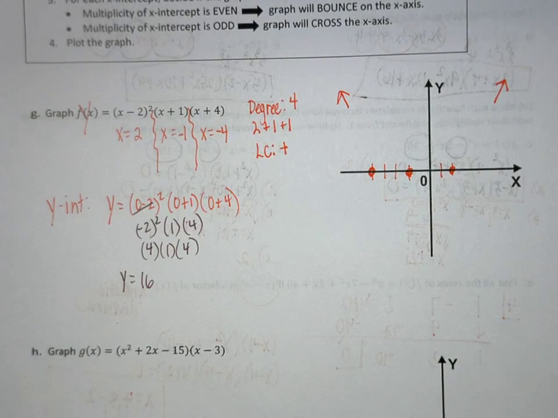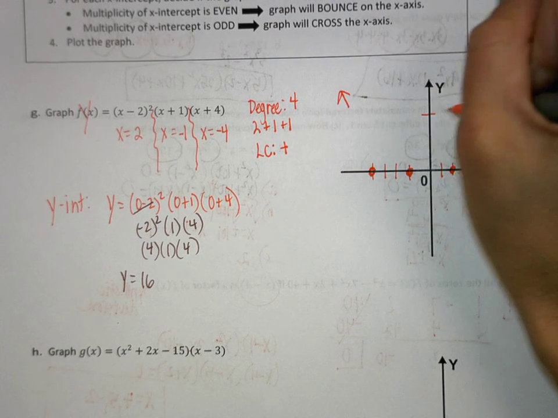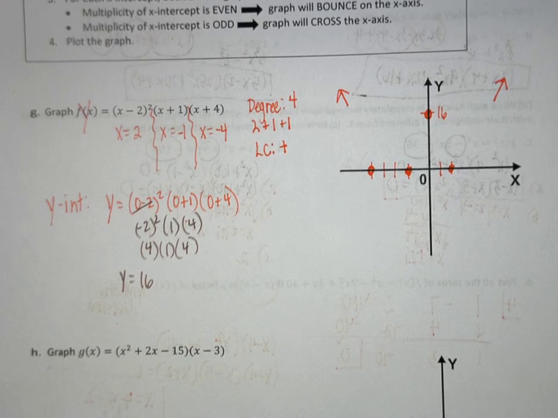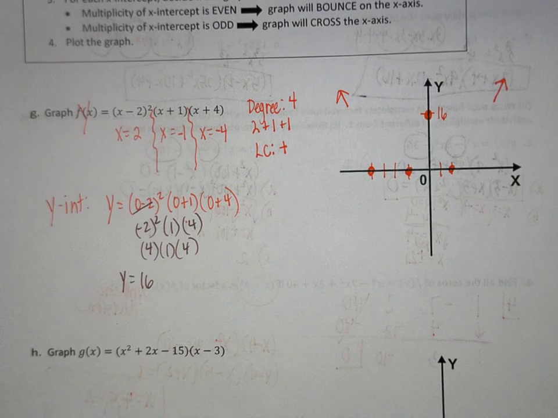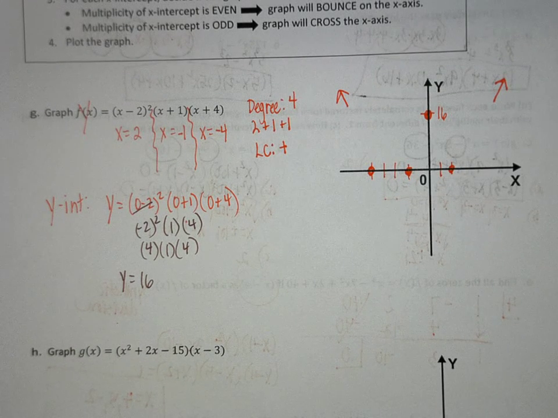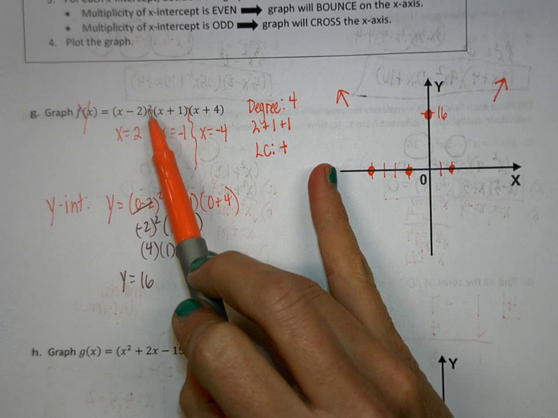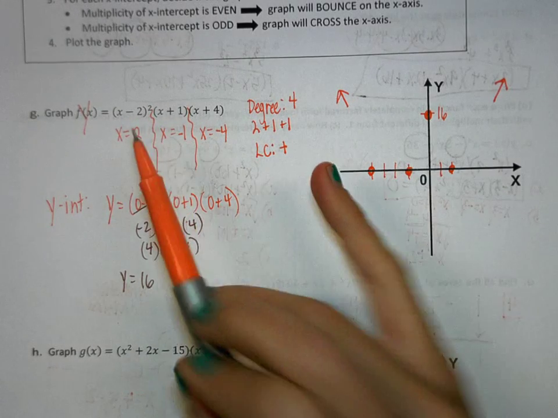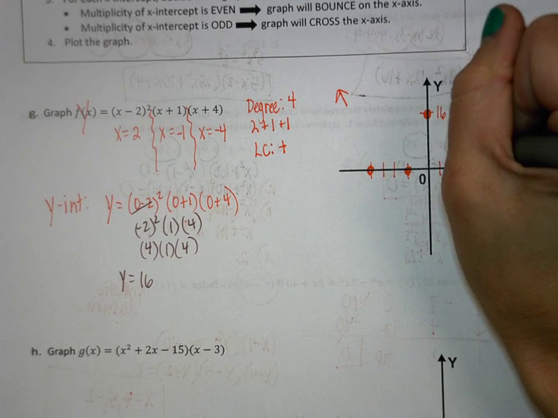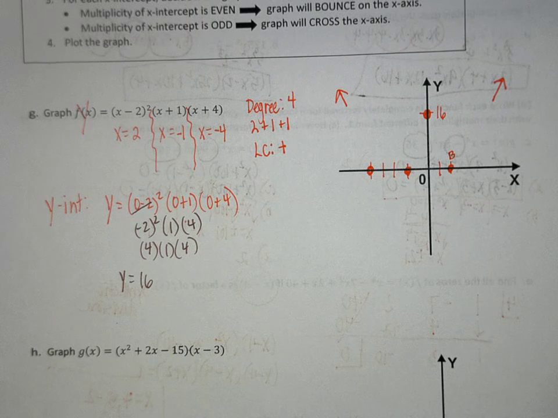So my y-intercept is 16. That means we're just going to make a mark. We're going to call it 16, and we're going to put a point there. Okay, the only information I'm missing is that we need to remember when something bounces and when something passes through. Do you guys remember when something bounces? If it's even. Right, exponents. Exactly. So at 2, it's going to bounce. Right here, this is a bounce. Everything else is passing through.